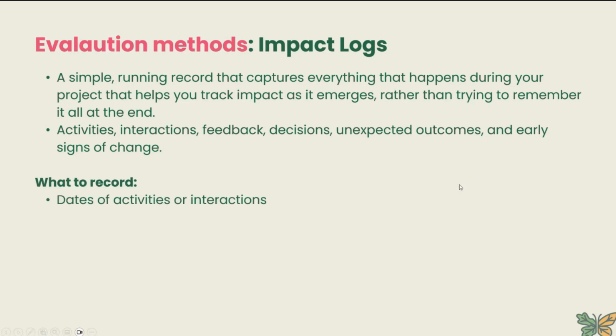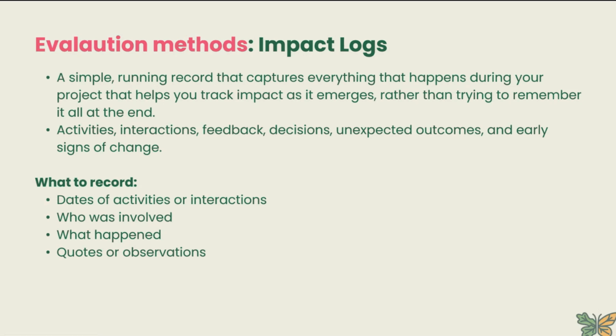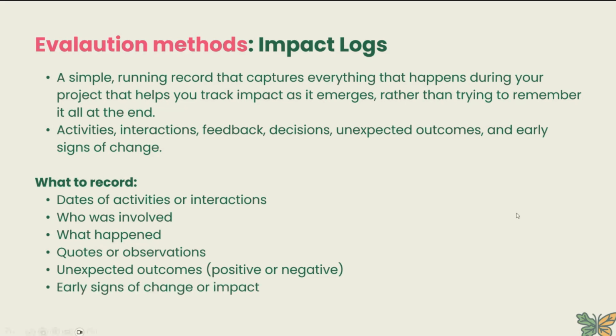And this can be date specific: dates of activities and interactions, who was involved, what happened, quotes or observations, making sure that unless you have gone through ethics and have a data protection impact assessment, you keep everything anonymous if you're quoting people. Also any unexpected outcomes, positive or negative, and, as I said, early signs of change or impact, and follow-up actions and decisions. So what happened as a result of the thing that you're recording.